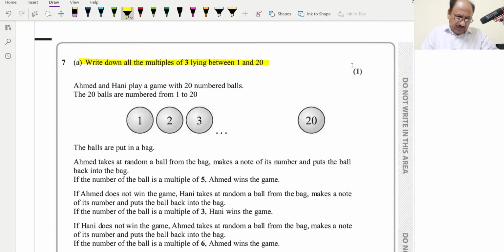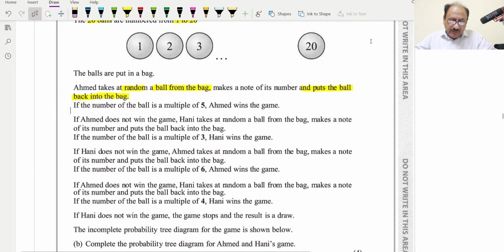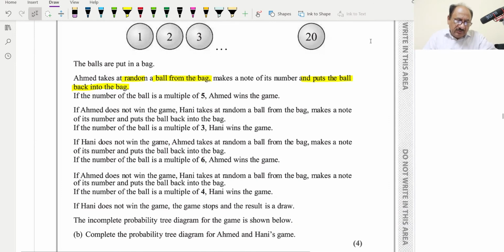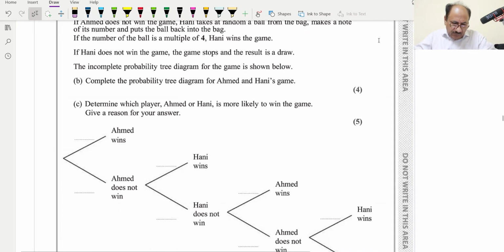Then next they're saying Ahmad and Hani play a game with 20 numbered balls. The 20 balls are numbered from 1 to 20. Balls are put in a bag. Ahmad takes at random a ball from the bag, makes a note of its number and puts the ball back into the bag. So it's like replaced, so its situation remains the same. If the number of the ball is a multiple of 5, Ahmad wins a game.